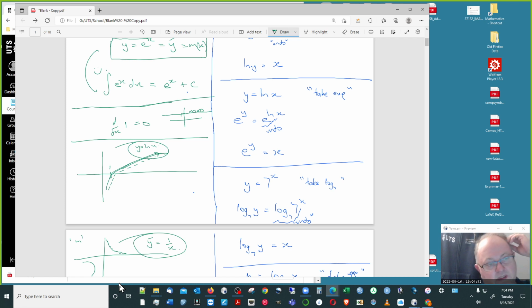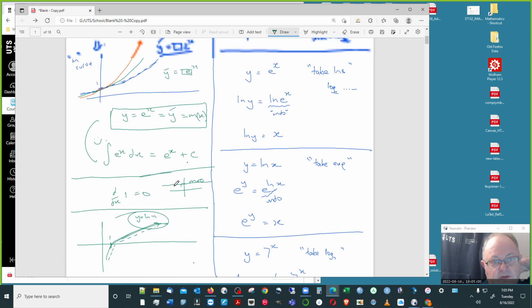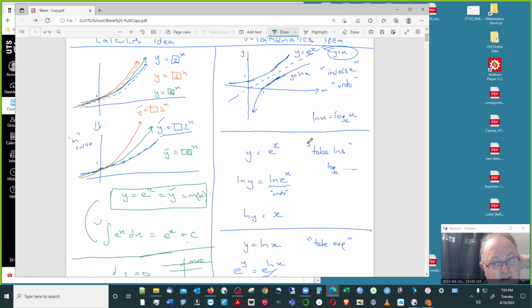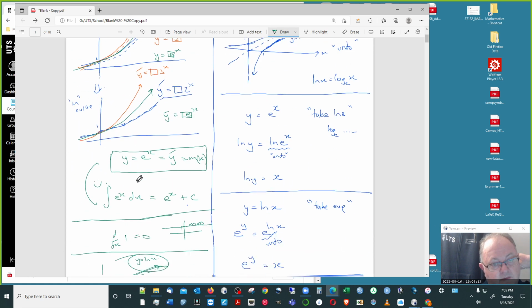Now clearly, they're not related. They're nothing to do with each other. So it's very important that students make the clear distinction that in calculus, they're nothing to do with each other. In mathematics, they are. They're linked. They're inverses. They undo each other. In calculus, nothing to do with each other.